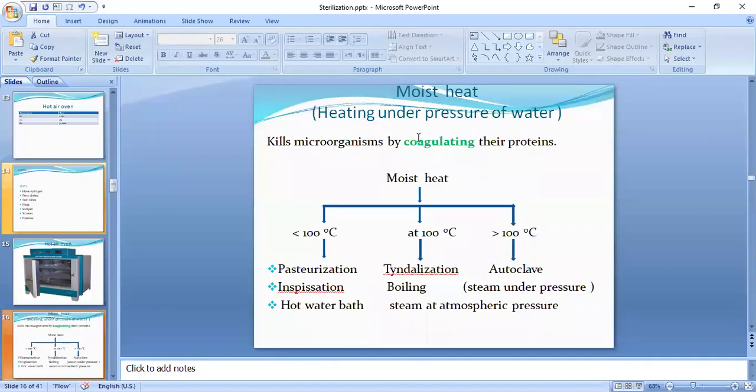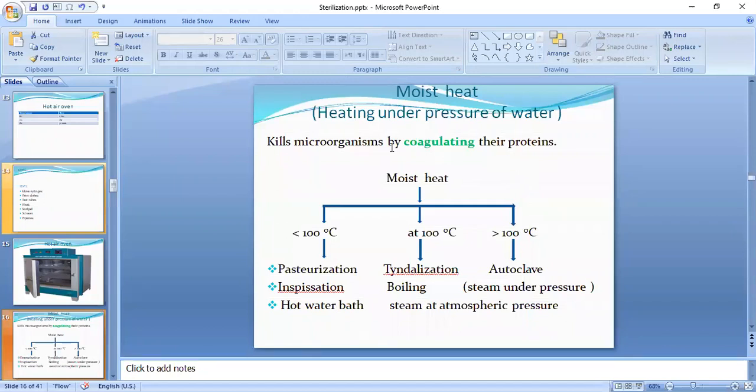This is the moist heat. Moist means the water; liquid water is present. So the type of heat is moist heat, while in case of dry heat, there was no liquid. That was dry. Here the heat is in the form of moisture. So by this method, the microorganisms are killed by coagulating their proteins. In case of moist heat, the coagulation of protein occurs.